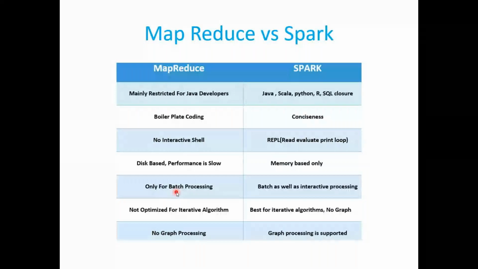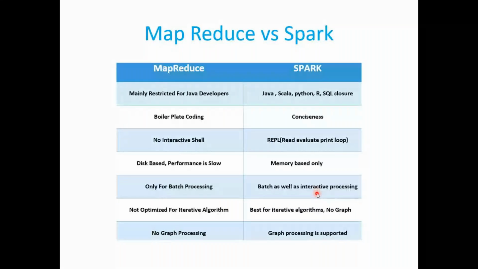Whereas Spark can do both batch as well as interactive processing. So what is interactive processing? Interactive processing is also called real-time streaming processing. Uber is an example of interactive or real-time processing, because the moment you place a request, a cab should be booked within a span of 1 or 2 minutes, right? So that's an example of interactive or real-time data processing.